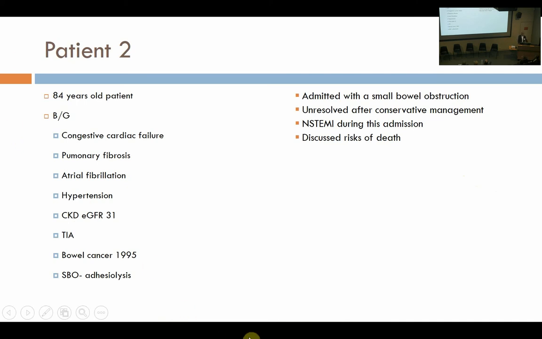It's an 84-year-old patient with quite significant medical comorbidities: congestive cardiac failure, pulmonary fibrosis. Really not the best patient. She was admitted with a small bowel obstruction. Initially we tried non-operative management, keeping her fasted and giving time for the bowels to work. During that time, she developed a non-STEMI, an ischemic cardiac event. The goals of therapy and the risks of surgery were discussed.